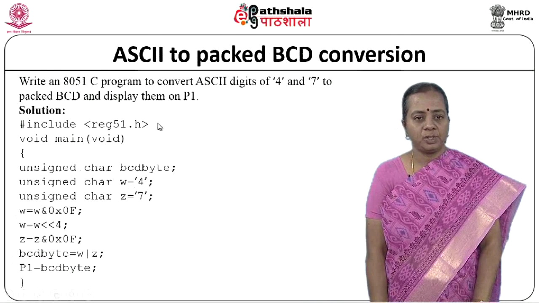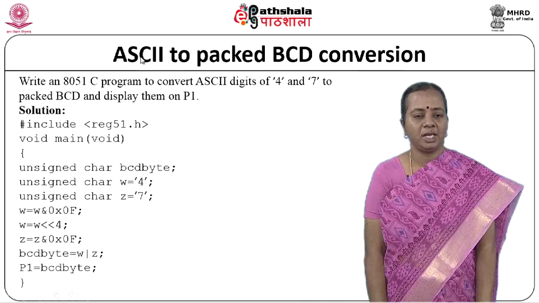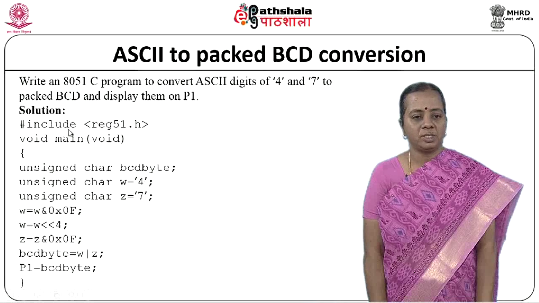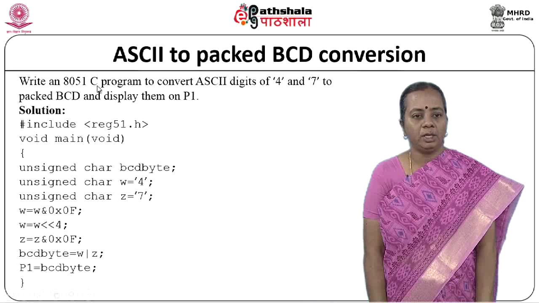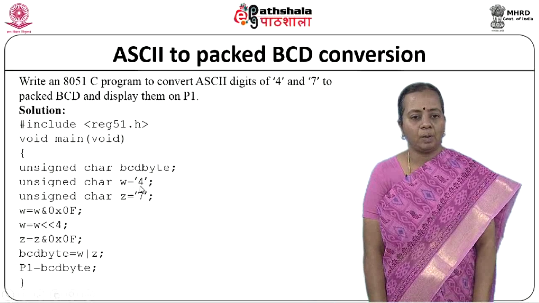So, the next program will demonstrate an ASCII number to packed BCD conversion. Here you just see that we have given the value 47. We wanted to convert ASCII digits of 4 and 7 to packed BCD. That means, we wanted to have 47. So, now unsigned character W is equal to 4, unsigned character Z is equal to 7 is declared, and a BCD type of character has been declared.